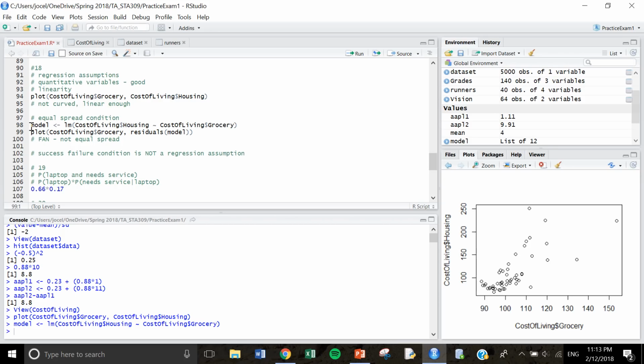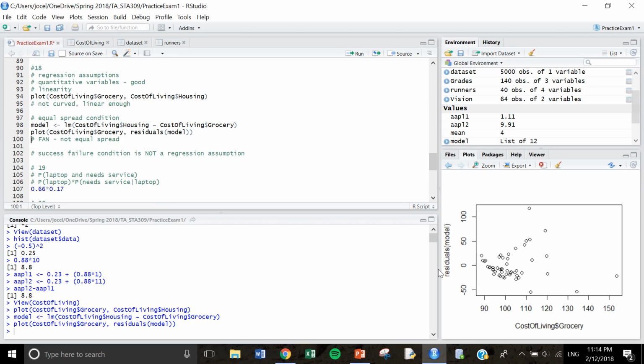It made that model for me. And then I want to plot the x values versus the residuals. So I want my x values on the x-axis, so I put those first. And then for my y, I want the residuals of whatever my model is called. I'm going to plot this. And I see that these residuals get super, super spread out as the cost of living grocery index increases.